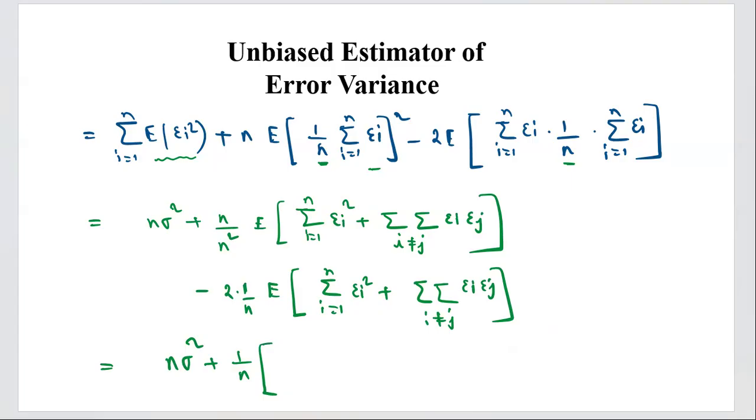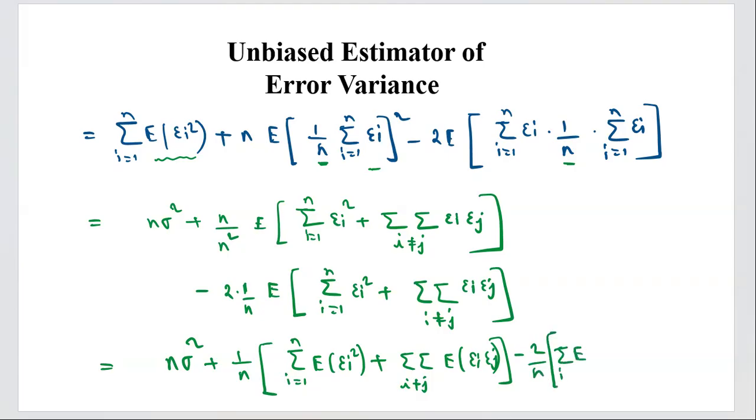So if you put the expectation inside, it will be expectation of epsilon i square, and now plus double summation i not equal to j expectation of epsilon i epsilon j. And then you have minus 2 upon n summation i expectation of epsilon i square, and then plus double summation expectation of epsilon i epsilon j. So this is all you have.